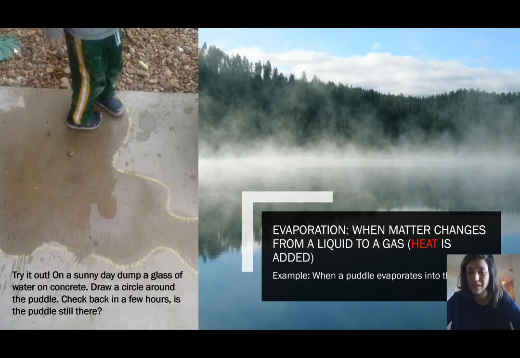All you have to do is, on a sunny day, take a cup of water and dump it out onto concrete. Then you're going to draw a chalk circle around your puddle. Check back in a few hours. Is the puddle still there? Chances are it won't still be there because it's evaporated into the sky.